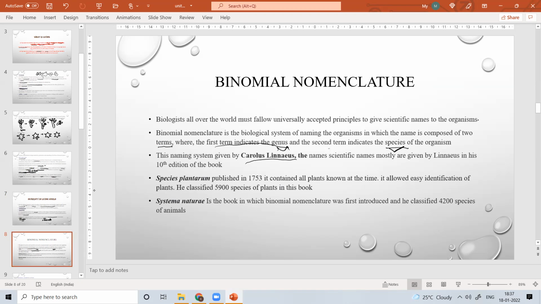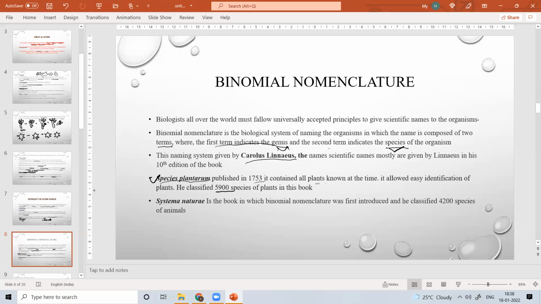So he authored a book called Species Plantarum, published in the year 1753. It contained all the plants known at that time. He enlisted as many plants as he could discover and find, and he classified 5,900 species of plants in this book called Species Plantarum.